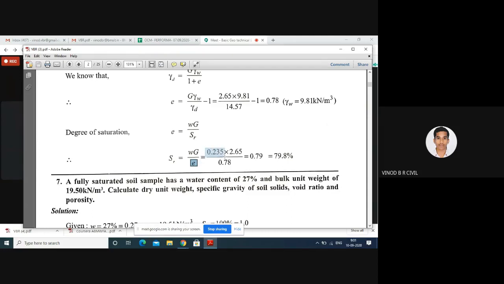Water content given in the problem is 0.235, specific gravity is 2.65, and e is 0.78, which we already calculated. Therefore SR is equal to 0.79 or 79.8 percent.